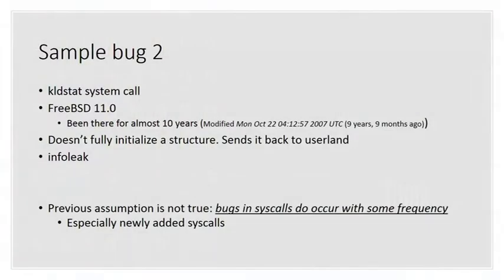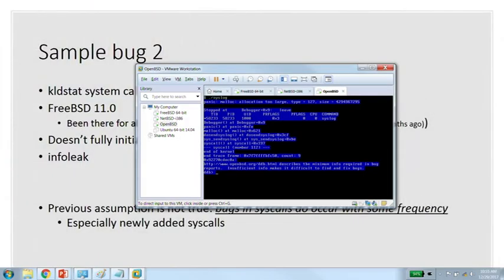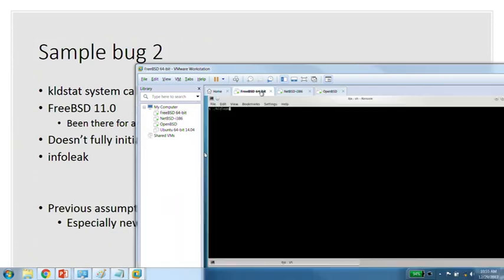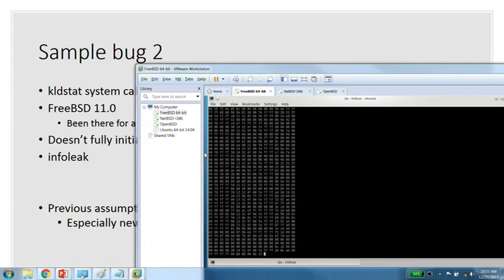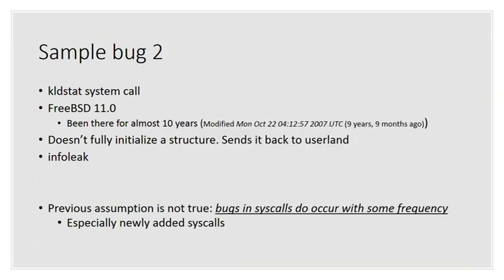And then, hold on, let me see if I can show you a demo of this too. This is kldleak, and then, oops. And then basically all these bytes are uninitialized kernel memory flashing over the screen. So that's bug number 2, where you get to leak a whole bunch of uninitialized kernel memory.